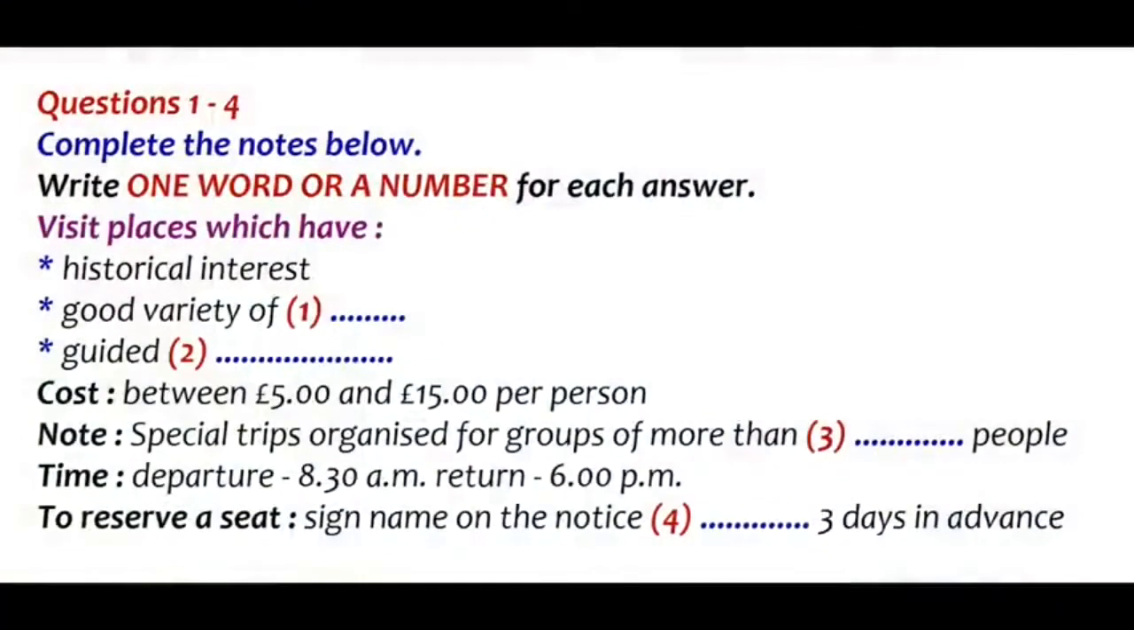The test is in 4 parts: Part 1, Part 2, Part 3, and Part 4. Now look at Part 1. Part 1. You'll hear a young student asking the social organizer of his school for information about organized trips.